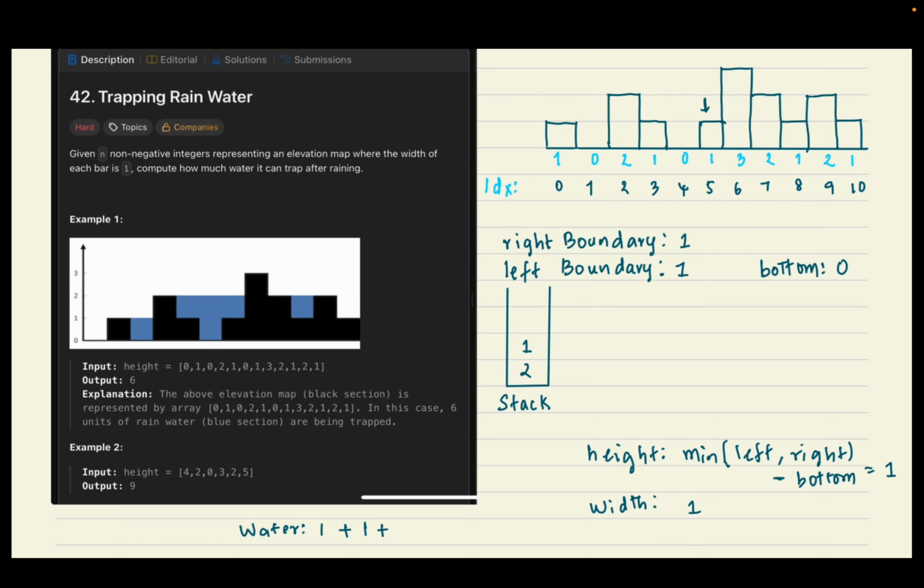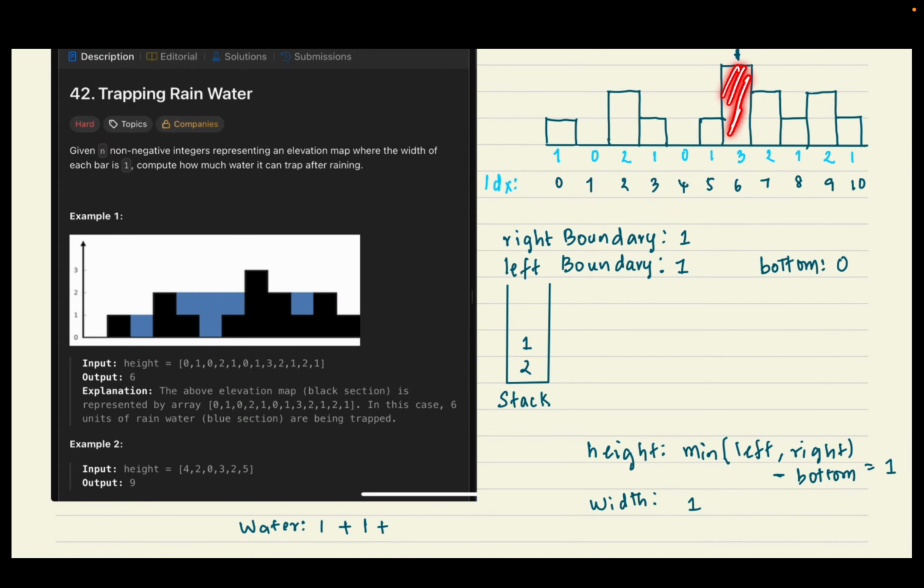Now 0 has been processed. Now is 1 lesser than my current building? No, it is not. So for this particular building, this is not a right boundary. So I will be just moving to the next index. Now I am at a bar of height 3. Is 3 a right boundary for its previous bar? Yes, it is. I missed pushing 1 into my stack. Is 3 a right boundary for its previous bar? Yes, it is.